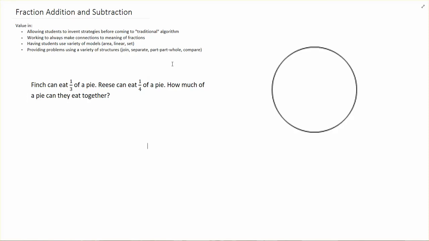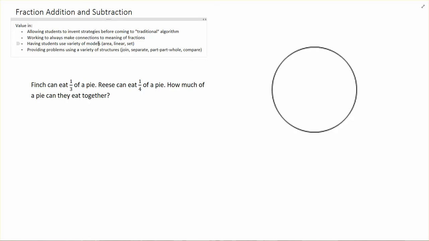Also, we've talked about working in ways to make connections to meaning with whole numbers. We also want to make connections to meaning with fractions. So it's very important to understand what the whole is, what the denominator means, what the numerator means. All those things are going to be important as we talk about adding and subtracting fractions.